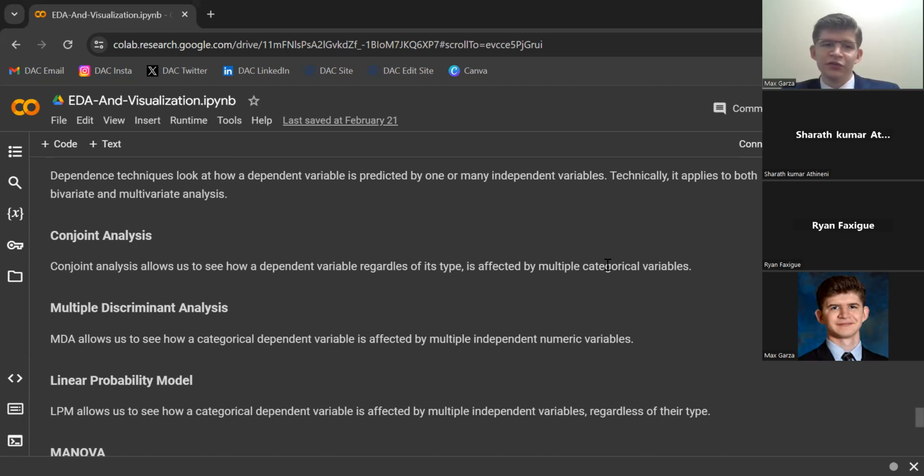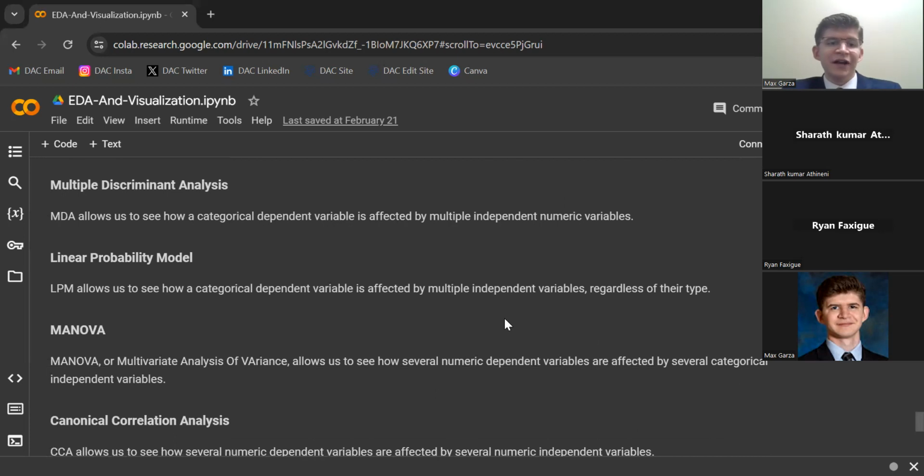Right, so conjoint analysis allows us to work on both of those fronts. And multiple discriminant analysis helps us to see how a categorical dependent variable is affected by multiple independent numeric variables. So say we want to predict where a listing is located based on the price and the service fee, and maybe even the construction year. We could do that using multiple discriminant analysis. Of course, that assumes that it can make those predictions accurately, but this tool can be used to see if it's even possible to do that.